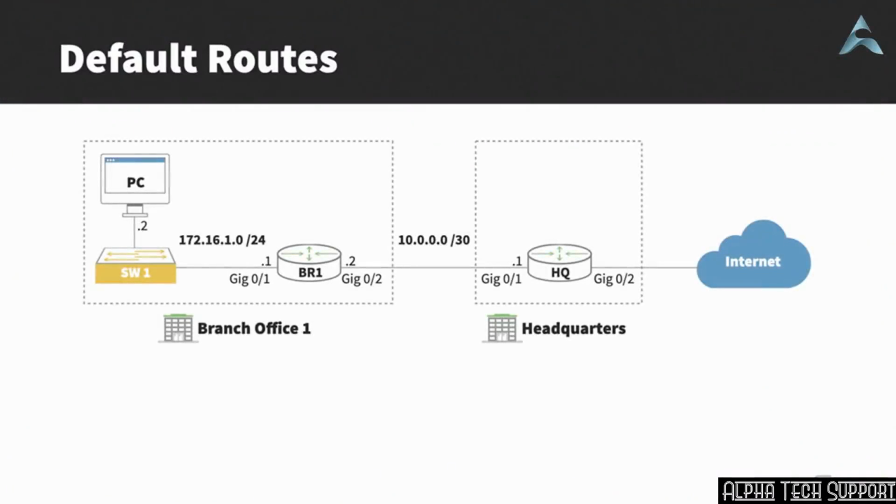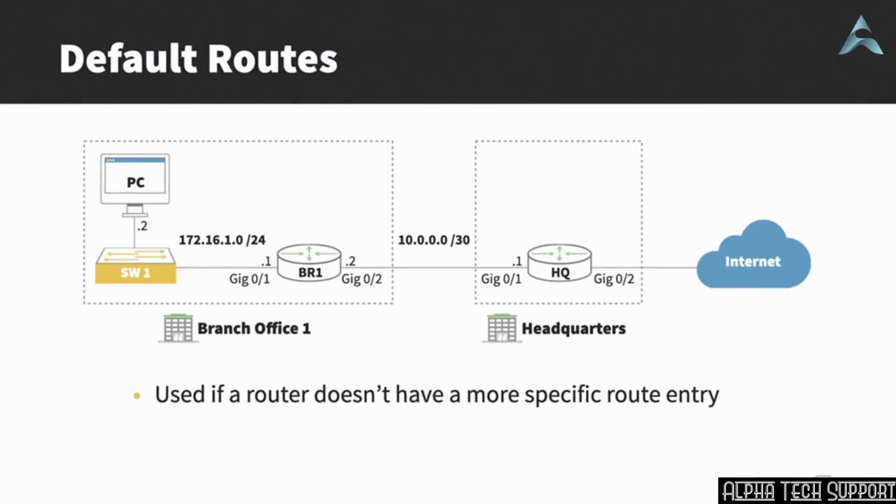A default route says, if you don't have a specific route entry to get to a network, go this way. In fact, the default route is written as all zeros, which encompasses all possible IP addresses. And if there's not a more specific route entry in a routing table, we're going to take that default route, as some people say, a gateway of last resort. We don't have a more specific way of getting to a destination, so let's use the default route. And there are times when we want to use default routes.